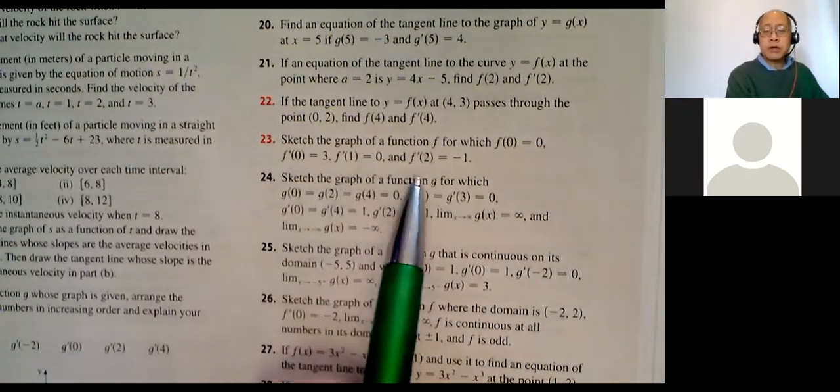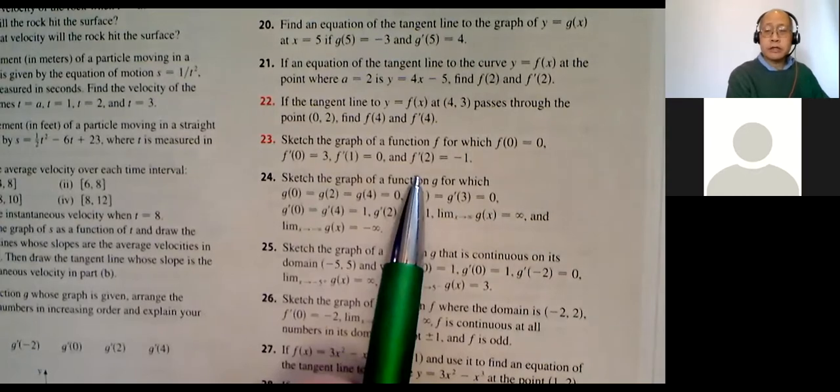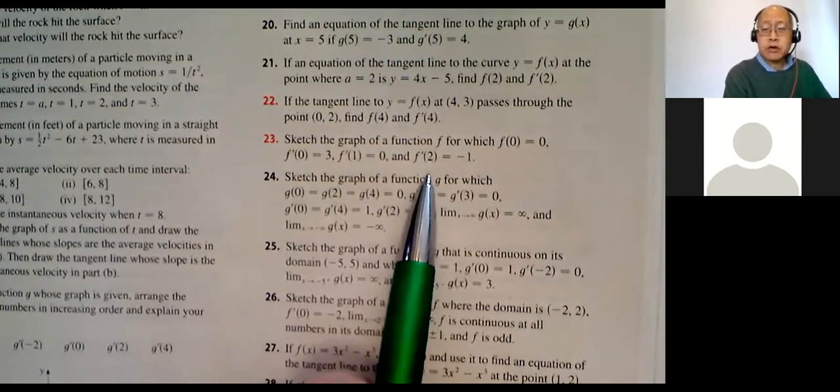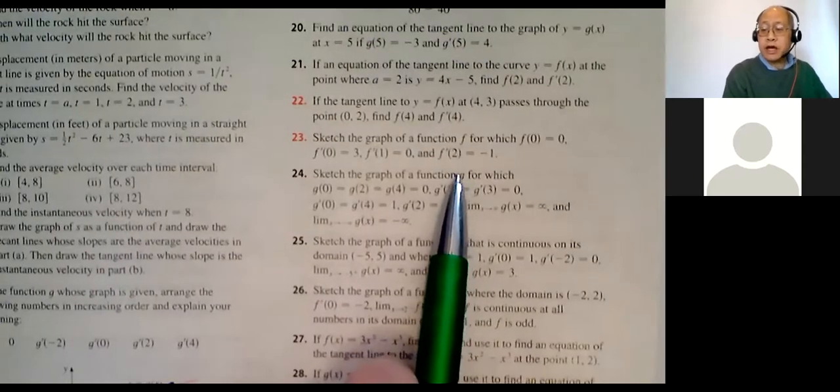Slope at 1 is 0. Slope at 2 is -1. Notice they don't give me any of the y coordinates. So you can let the y coordinates be anything you want. Okay, and just curve it appropriately. Okay, so here's what I have for 23.